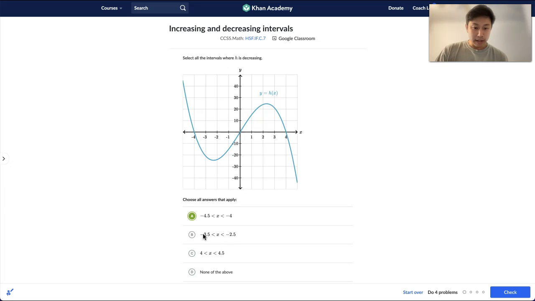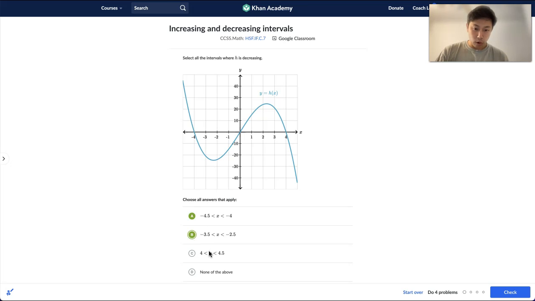Let's check the next one: negative 3.5 to negative 2.5. Again, you're reading your interval for the x values, but then you're reading the y values to see if they're increasing or decreasing. So x values negative 3.5 to negative 2.5 is going to be this section right here. Follow closely, pause and rewind if you need to. It's going to be about here all the way to here. Reading it from left to right, it is also decreasing. It goes down from left to right.